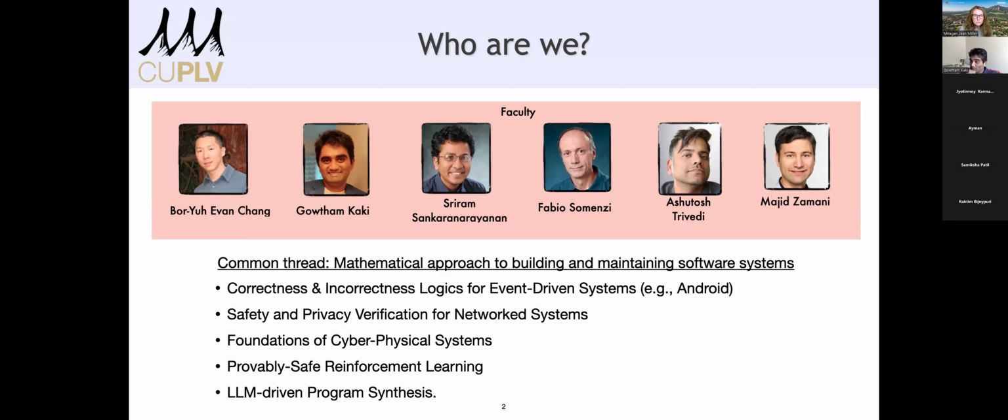Provably safe reinforcement learning is another area of research where a lot of progress has happened in recent years. The idea is to not just do reinforcement learning.